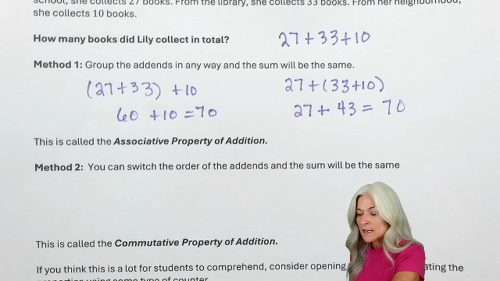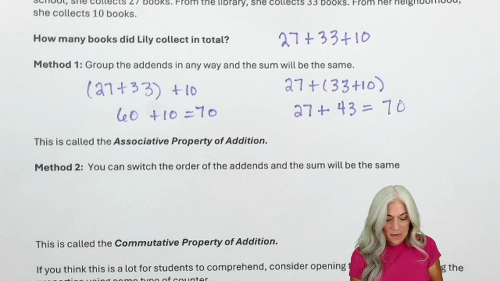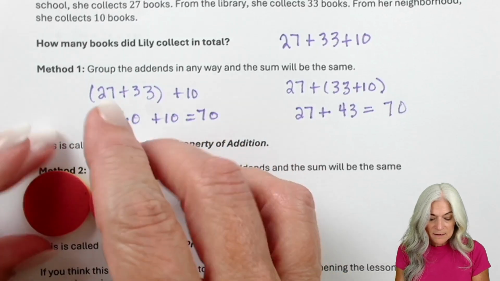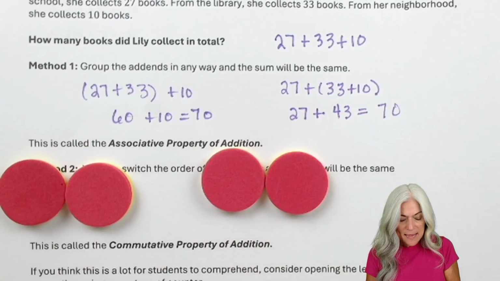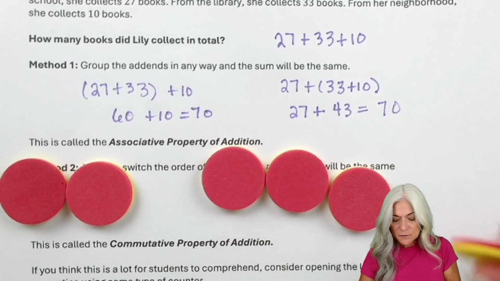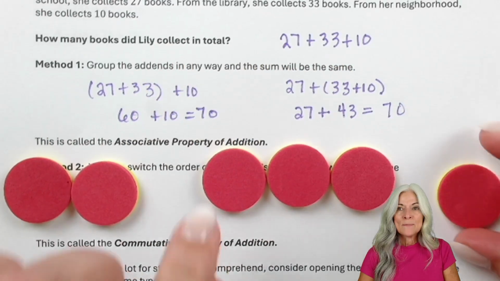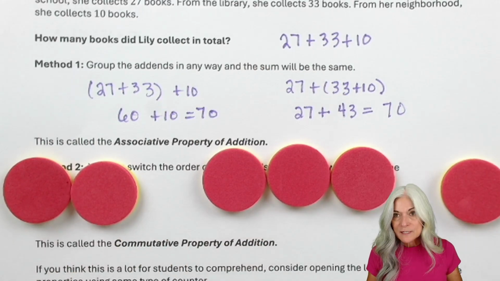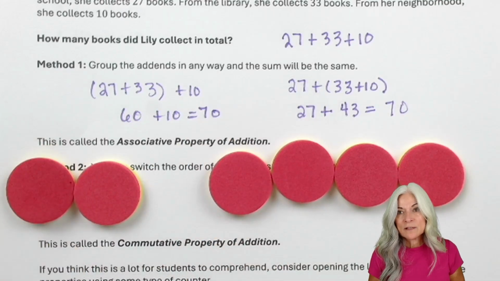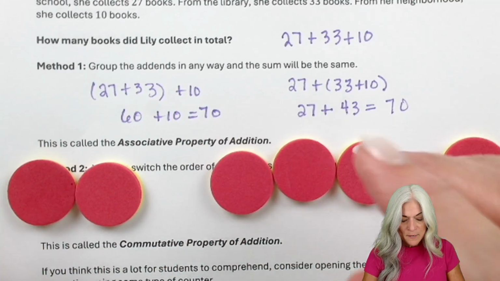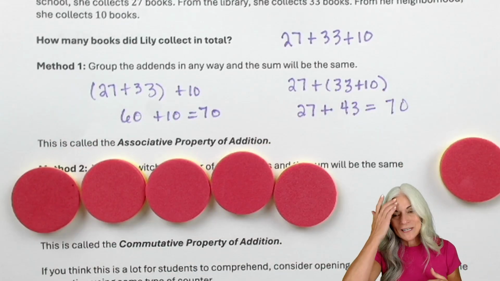Now, if you think your students might have problems with this, you could always start out in your bell ringers with some counters and easy numbers. Like if I'm adding 2 plus 3 plus 1, we know the total is 6. What happens if I add 3 plus 1? That's 4. 4 plus 2 is 6. What happens if I add 2 plus 3? That's 5. 5 plus 1 is 6.